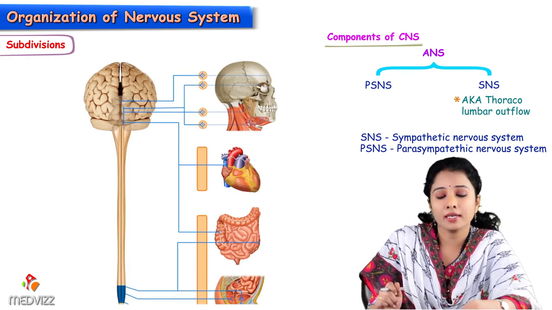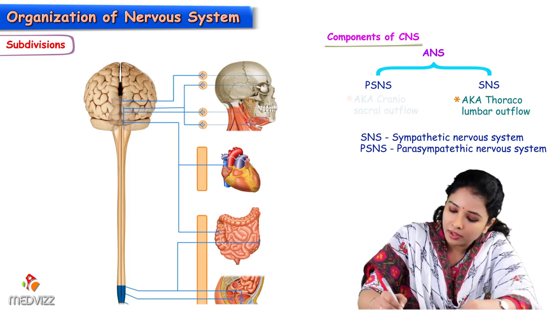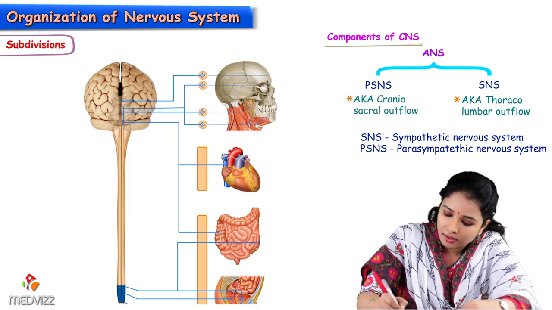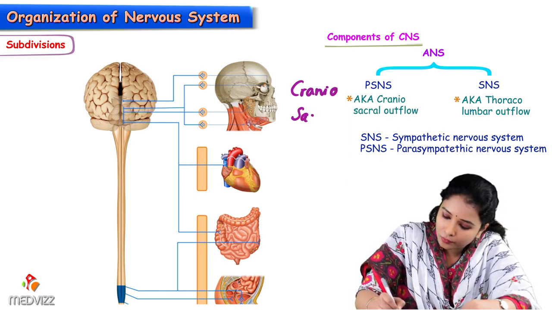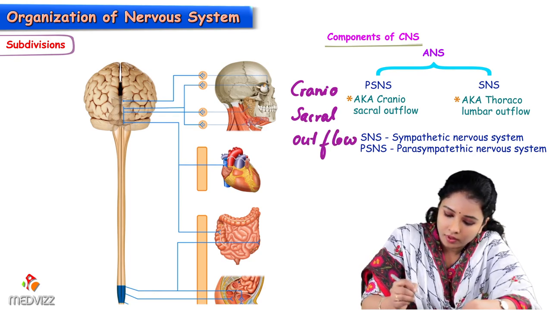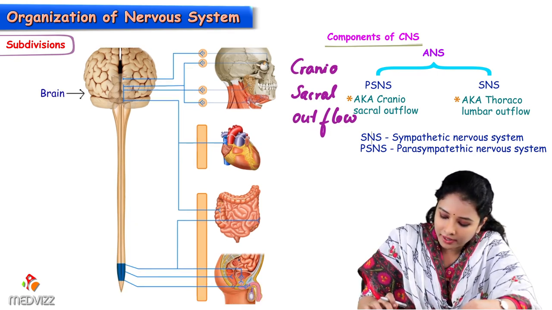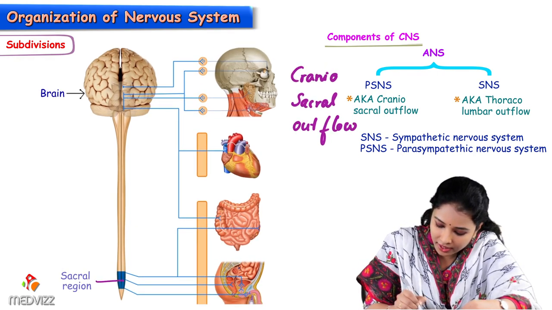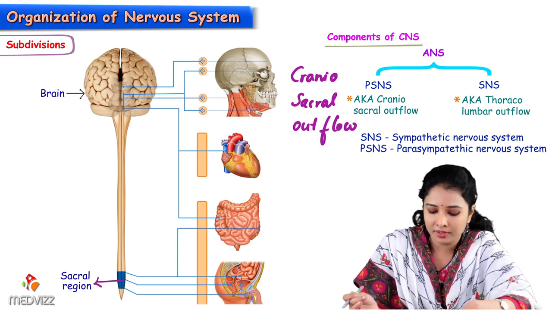This is parasympathetic nervous system. Parasympathetic nervous system is also known as craniosacral outflow. So, the cranial nerves which are arising from the brain and the nerves which are arising from the sacral region, they form the parasympathetic nervous system.